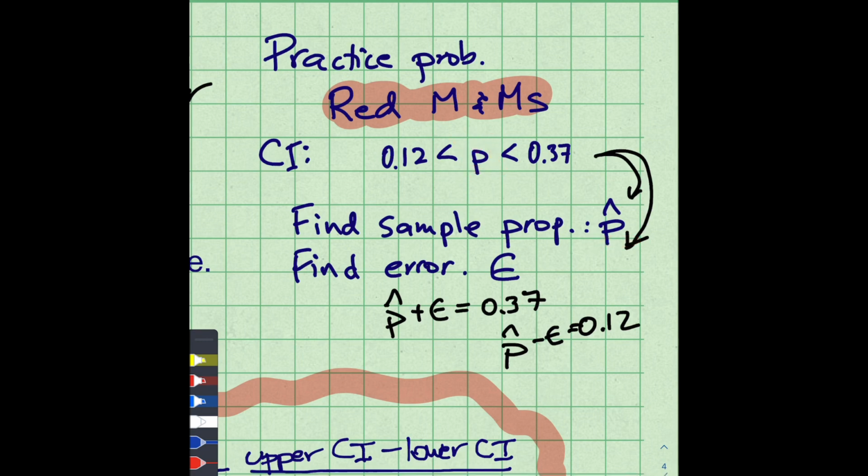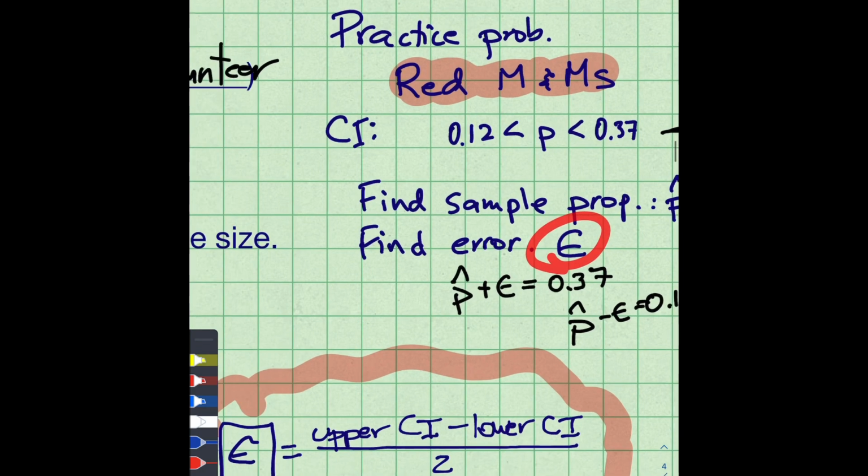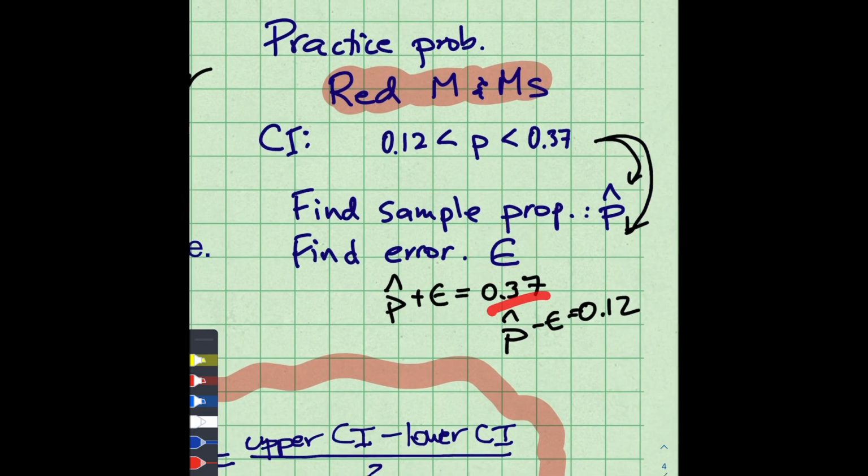Because in the middle will be, not p, this may or may not be in the middle, right? We know we've captured that. But this guy, p hat, has to be smack dab in the middle of my two values, because we added and subtracted the error to get there, right? All right, so add these up and divide by 2.